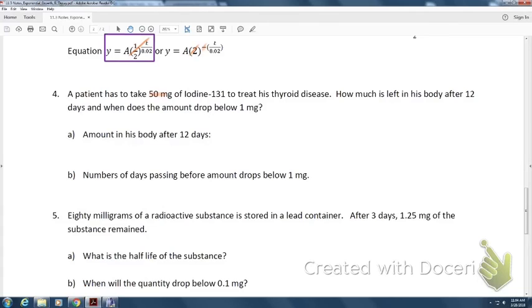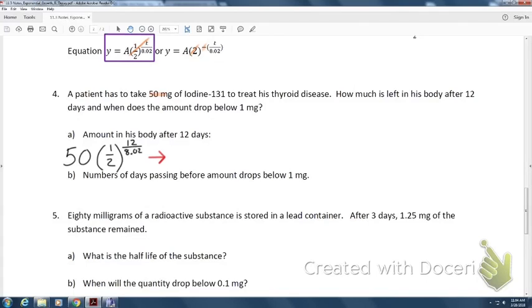So I'm going to have 50 times 1/2. What am I going to put 12 in for? 12 days. Okay, so that's T over 8.02. I want everybody to put that in. It's raising a fraction to a fraction. That's something you haven't done a lot that you need to make sure you're comfortable doing in the calculator. So I want everybody to practice putting that in.